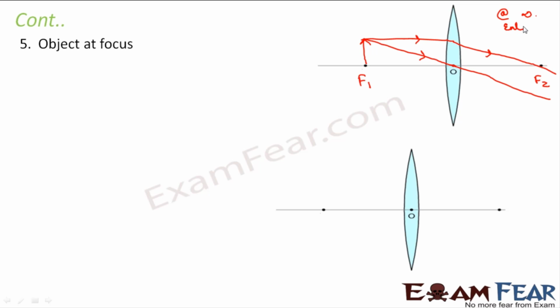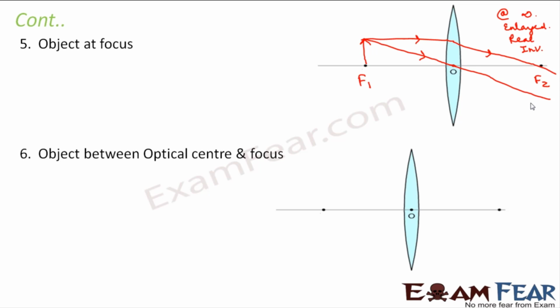Image is enlarged. What else? Image would be real and inverted. It has to be inverted because these rays, wherever they meet, will always meet somewhere below the principal axis, and as a result it will form an inverted image.